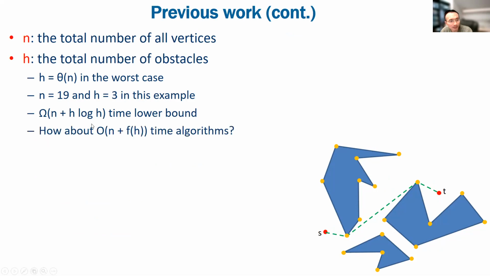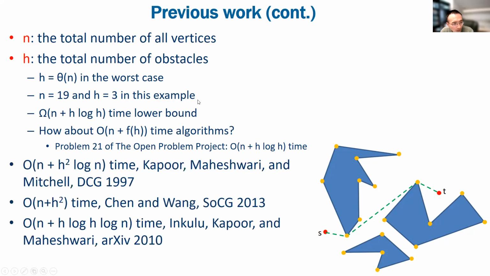Therefore, the open problem is: can we have an algorithm that is linear in n plus another function of h? In particular, problem 21 of the open problem project asks for an n plus h log h time algorithm for this problem. There are some results like n plus h squared log n, n plus h squared, and n plus h log n. Those results can compute a single shortest path, not a shortest path map.